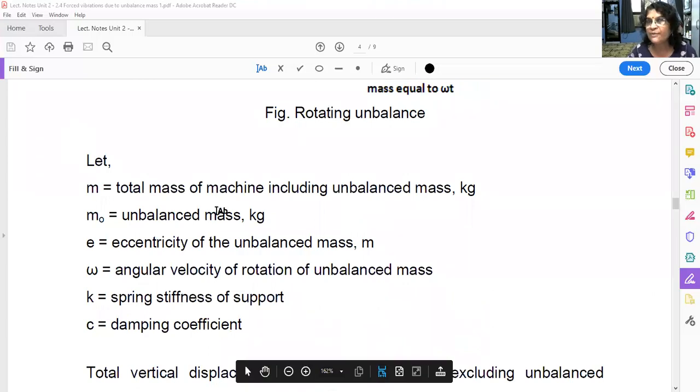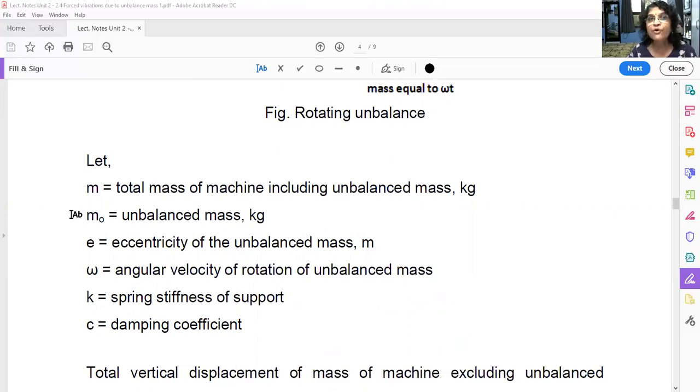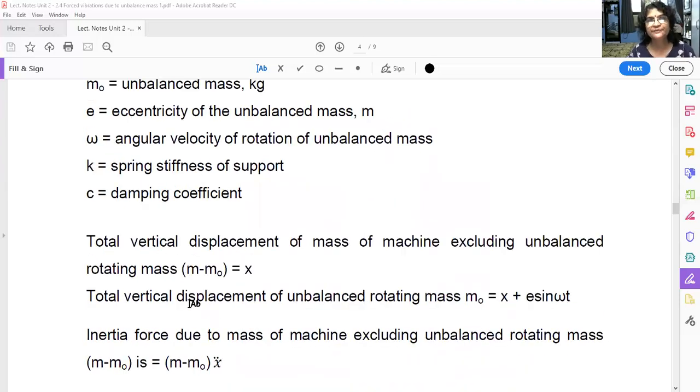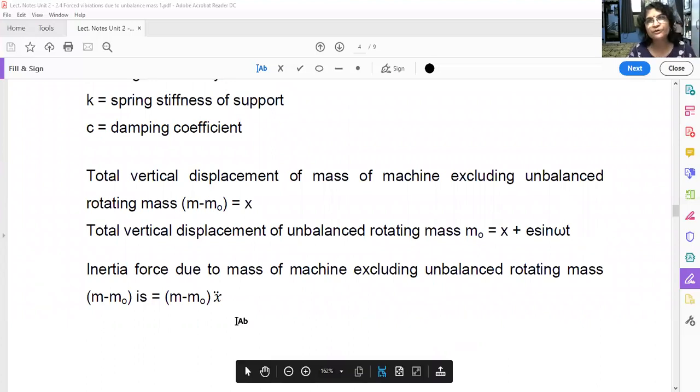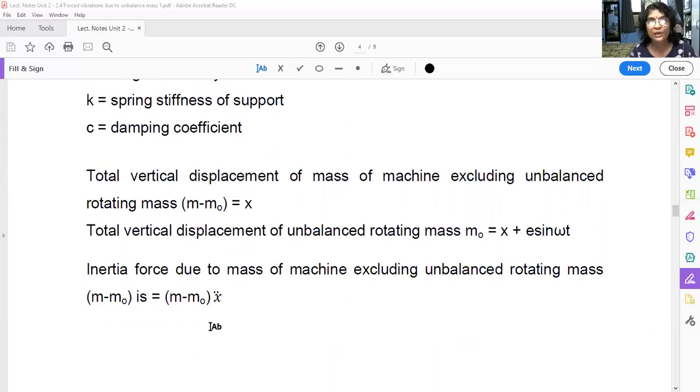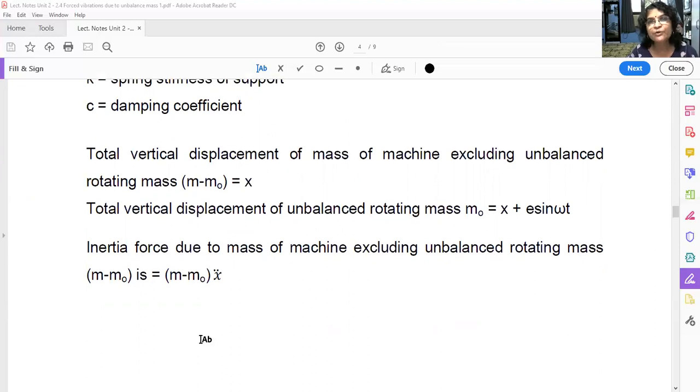Let M be the total mass of the machine, including unbalanced mass m0. m0 is the unbalanced mass in kg, e the eccentricity of the unbalanced mass, omega the angular velocity of rotation of the unbalanced mass, k the spring stiffness, and c the damping coefficient. Now we have to apply D'Alembert's principle to get the equation of motion for forced vibration due to unbalanced mass. What is D'Alembert's principle? Summation of all the forces is equal to 0.